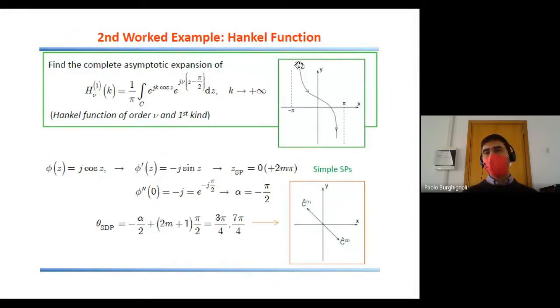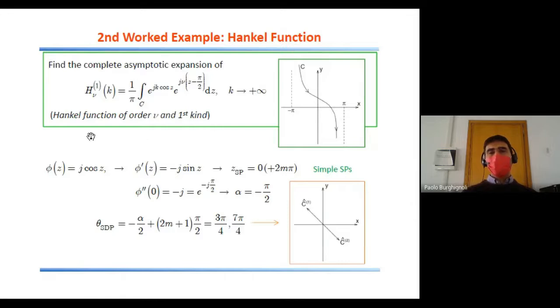Okay, the possibility of changing the shape, the exact shape of this contour comes from the fact that we are integrating entire functions. In particular, we have inside the integral the first exponential function e to jk cosine of z, and the second exponential function is e to j ni times z minus pi over 2. We are interested in evaluating this asymptotically in the limit of k going to infinity. So k is our large parameter.